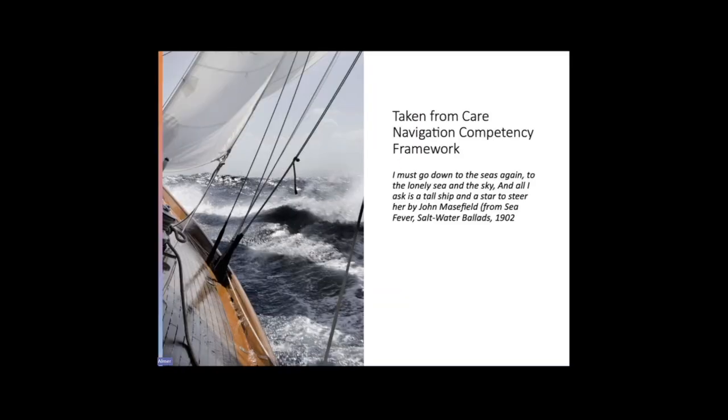Okay, so I don't know why I put this saying. I must go down to the seas again. Let me just read that. To the lonely sea in the sky, and all I ask is a tall ship and a star to steer her by. Basically, you are steering the ship. You're in charge.